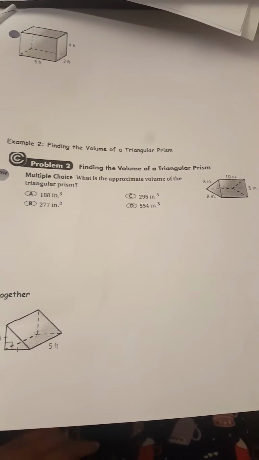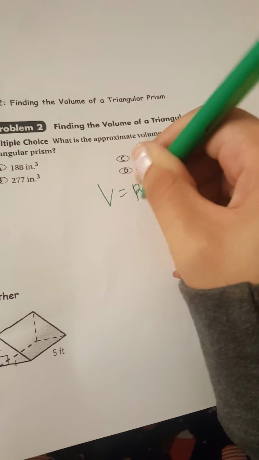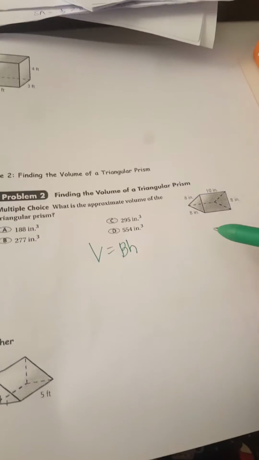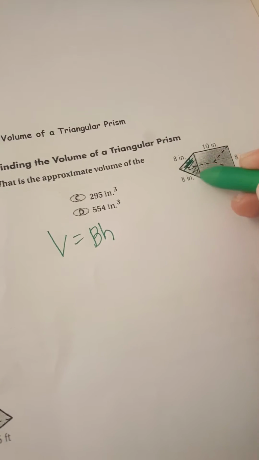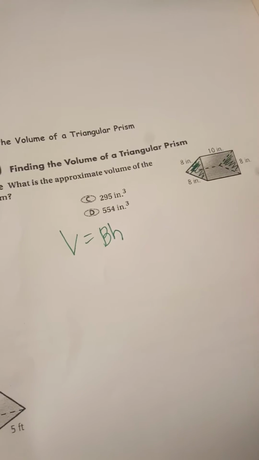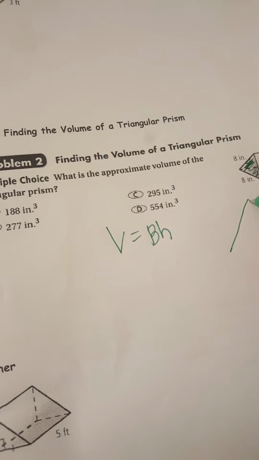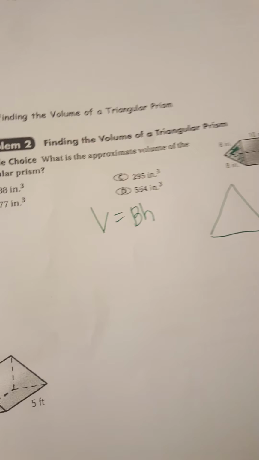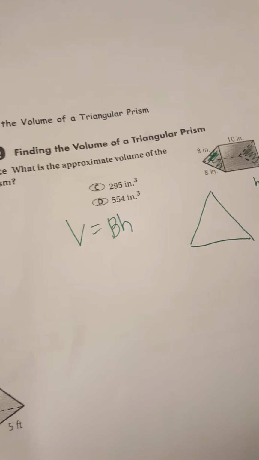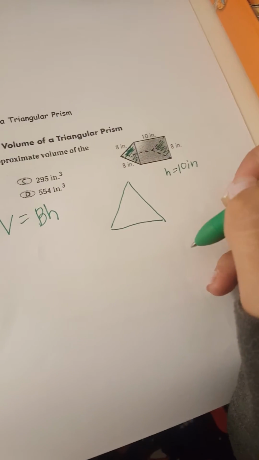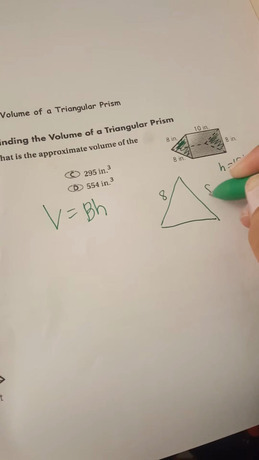Alright, so now moving on to the next part, finding the volume of a triangular prism. Same thing, the volume is just going to be the area of the base times the height. Now you have a triangle as your bases, because remember, your bases are the two parallel sides of the prism. So the triangle is our base. I'm going to go ahead and draw the triangle. We already know that the height is always perpendicular to the bases, so the height is 10 inches. Okay, so here we have 8 and 8.